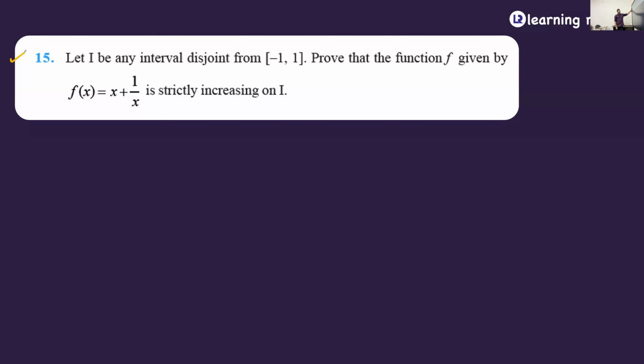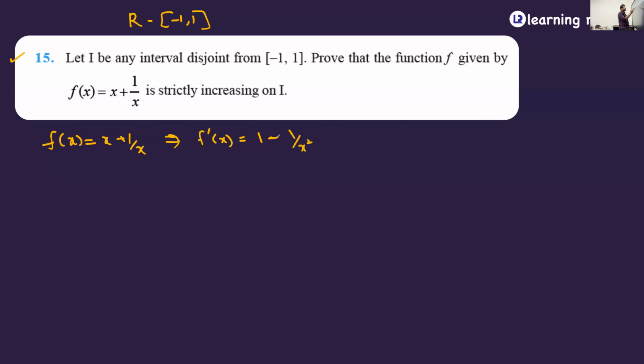Let I be any interval disjoint from minus 1 to 1, where minus 1 and 1 are included. So what is going to be the domain? From real numbers, you need to remove minus 1 to 1. Prove that the function f given by f of x is equal to x plus 1 by x is strictly increasing on I. So f of x is equal to x plus 1 by x, which implies f dash of x is 1 minus 1 divided by x square.